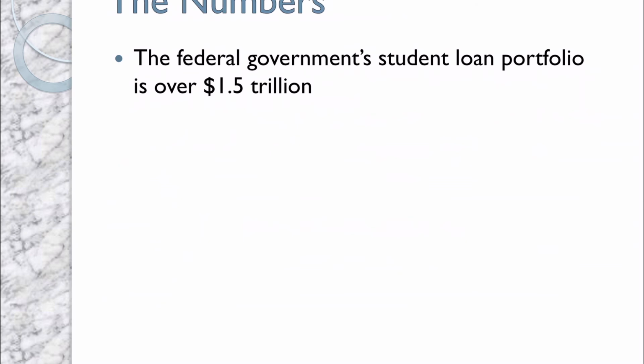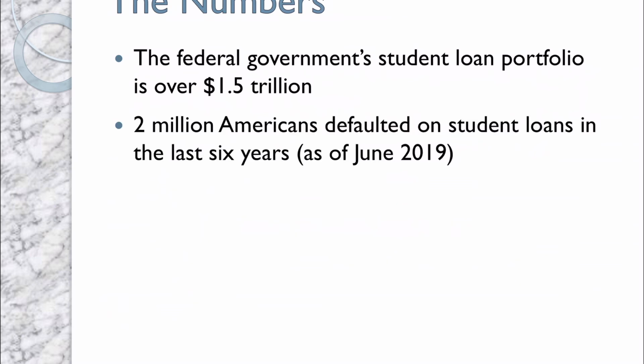So the federal government student loan portfolio is over $1.5 trillion. The average amount of student debt is over $35,000, and over half of college attendees, about 54%, actually take on debt. So this federal government student loan portfolio, over 1.5 trillion, has actually doubled over the past decade. So a lot more students are needing to take out some form of debt in order to attend college.